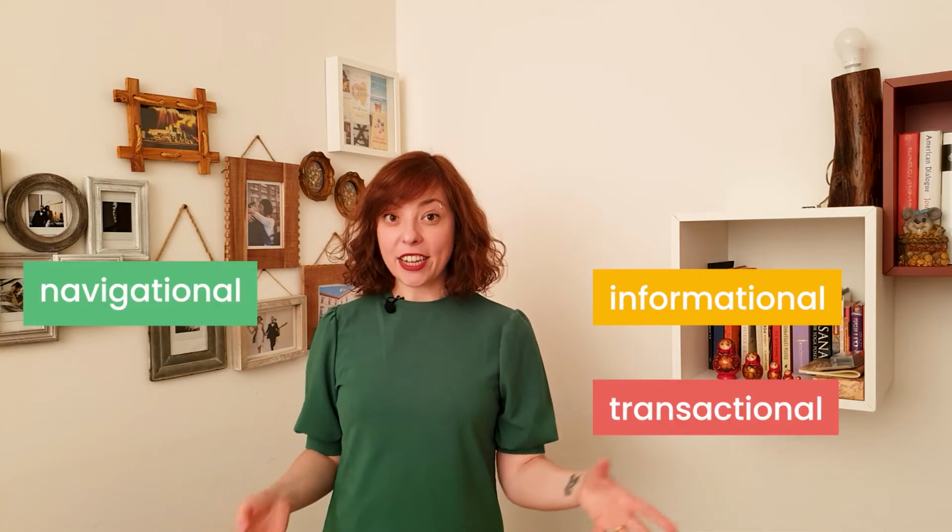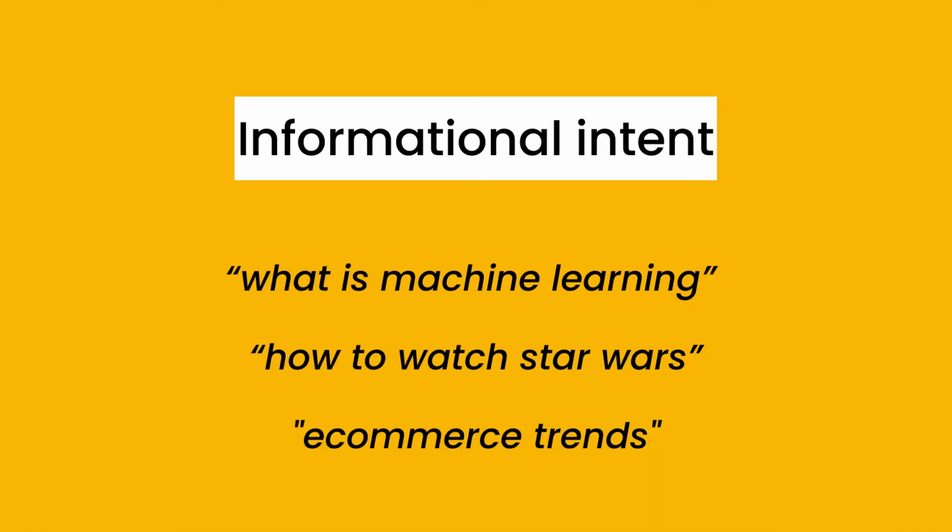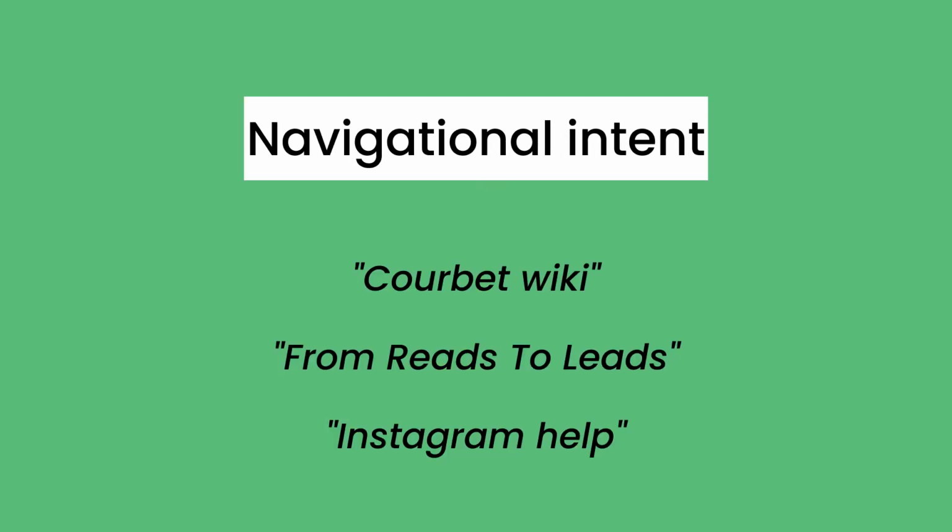There are 4 types of search intents that search engines recognize: informational, navigational, transactional, and commercial. Informational intent. A reader is searching for information. Examples of search queries: what is machine learning? How to watch Star Wars? E-commerce trends. Navigational intent. A reader is searching for a specific website. Examples of search queries: Courbet Wiki, from reads to leads, Instagram help.